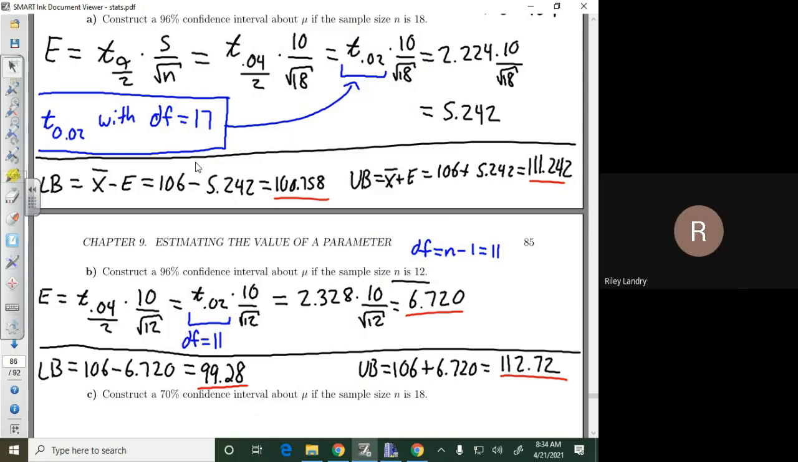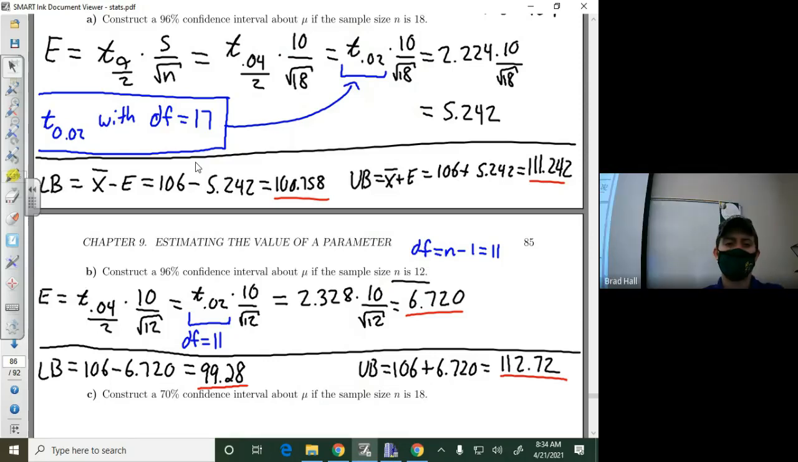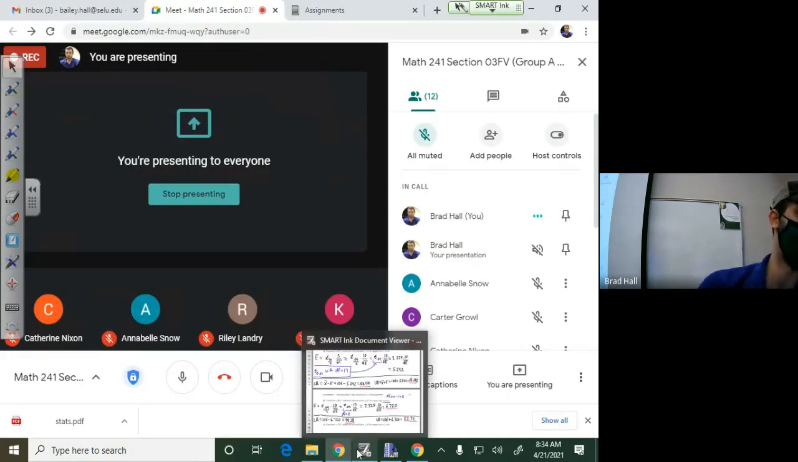So when you see the word interval, notice you find the lower bound and upper bound. So did I hear someone in virtual have a question? I don't know if I misheard something.